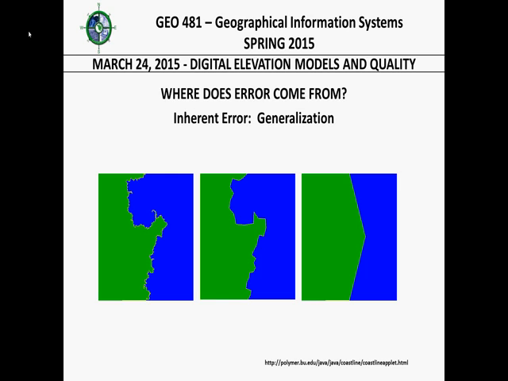Yes? Is there a rule for generalizing? Yes. It depends. That's a good question. It depends on the use of the map. I mean, there are algorithms, which I don't really get into in this course. There are algorithms for how to generalize. How do you go from this to here? But the rule would depend on what you're using it for, so it would depend on the scale of the map.